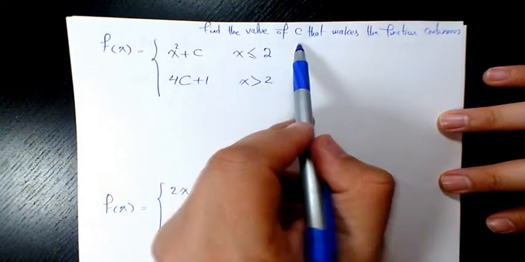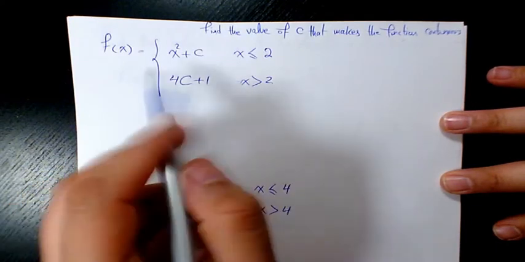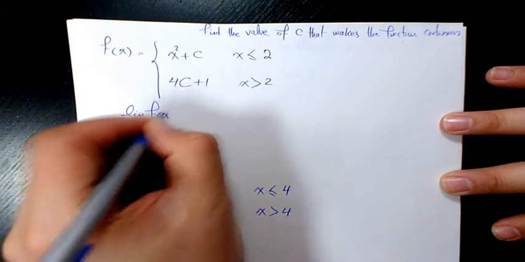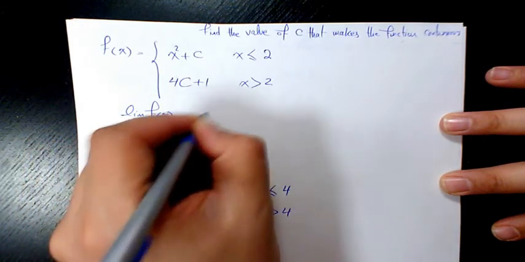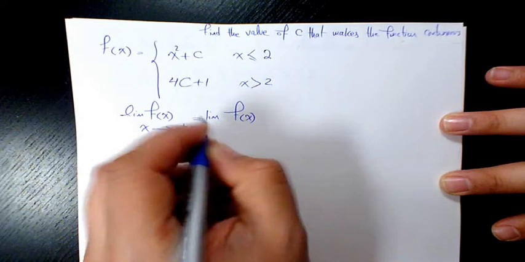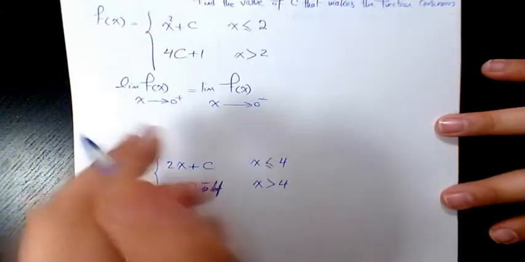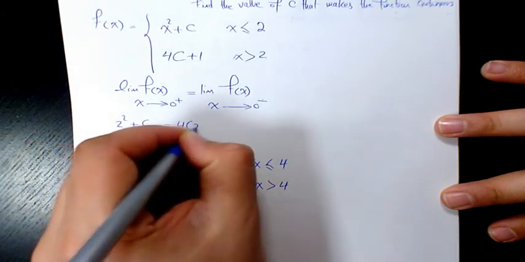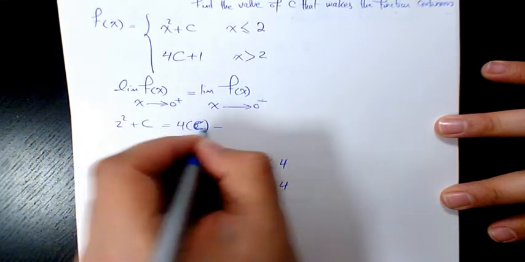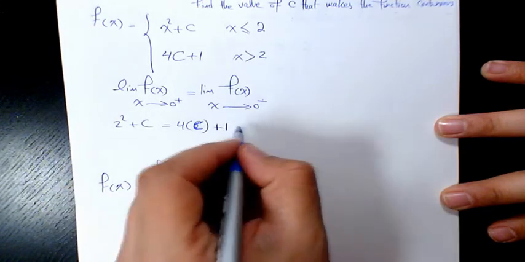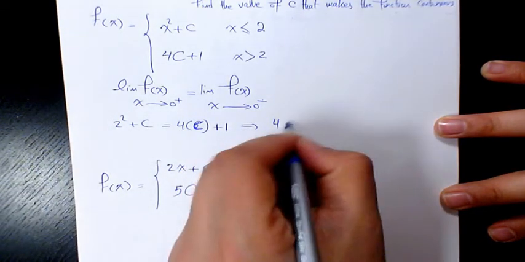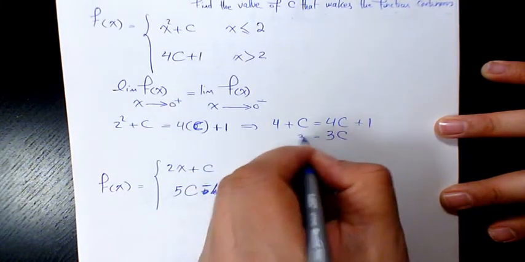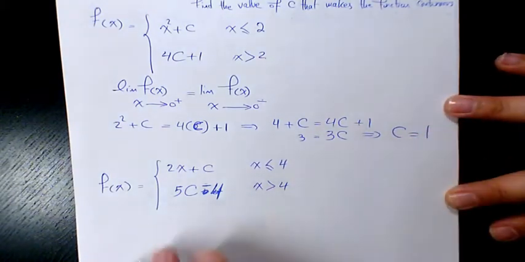Find the value of c that makes the function continuous. It means that at 2, when the right limit and left limit are equal, the function is continuous. It means that 2 squared plus c equals 4 times 2 plus 4 times c plus 1. So that's going to be 4 plus c equals 4c plus 1. That means 3c equals 3. So c will be 1.